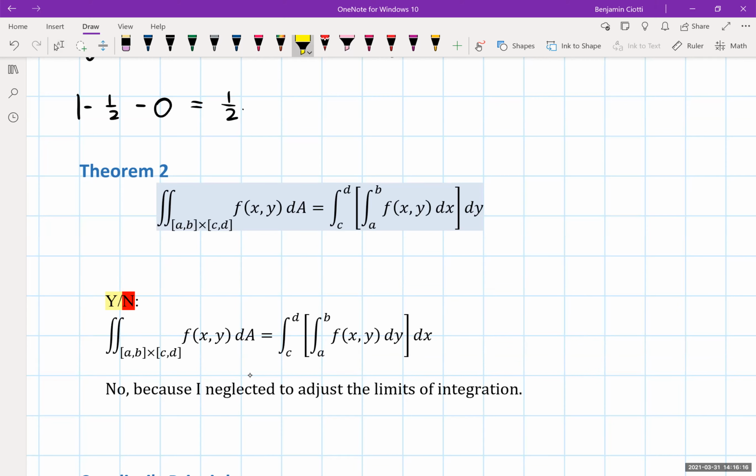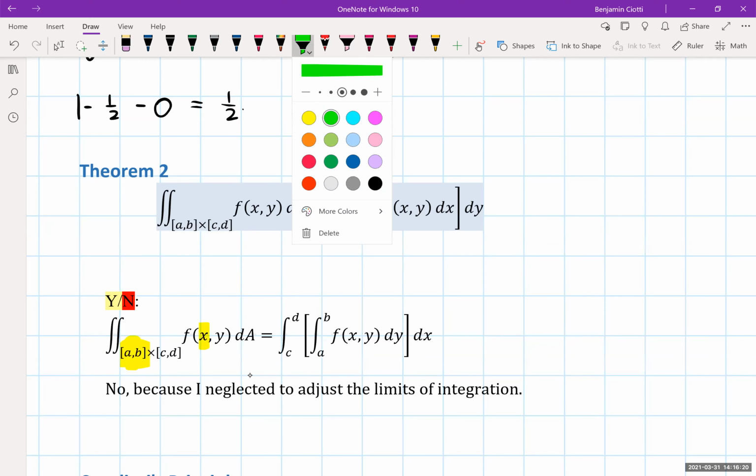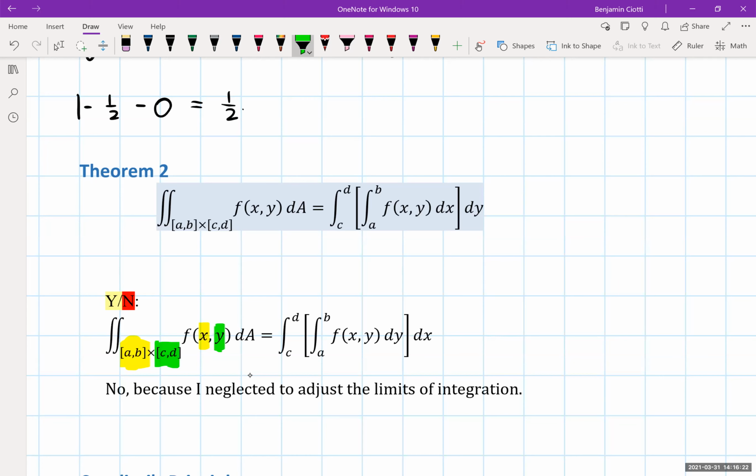It makes sense though, because A to B goes with x, whilst C to D goes with y. So you should always have the x interval going from A to B and the y interval going from C to D.